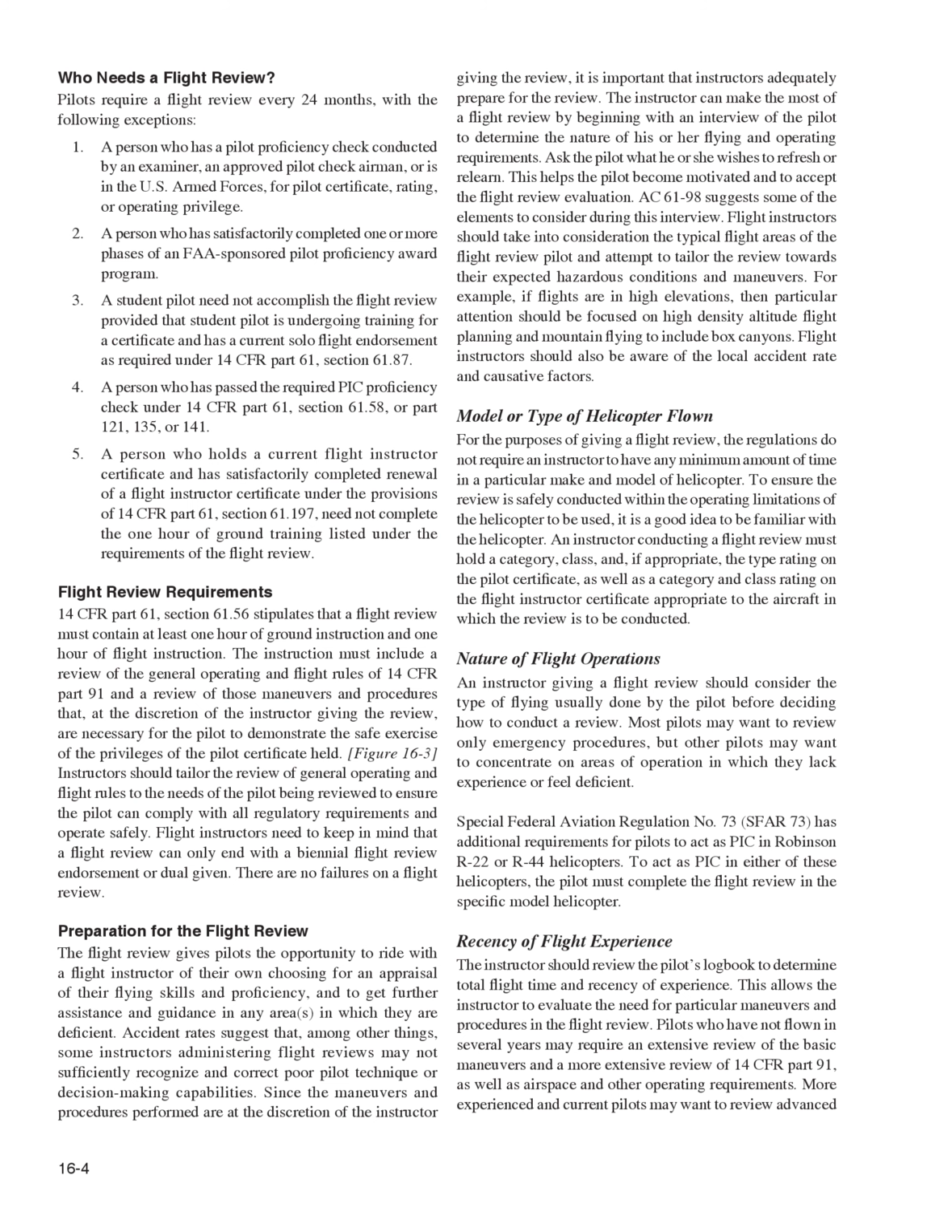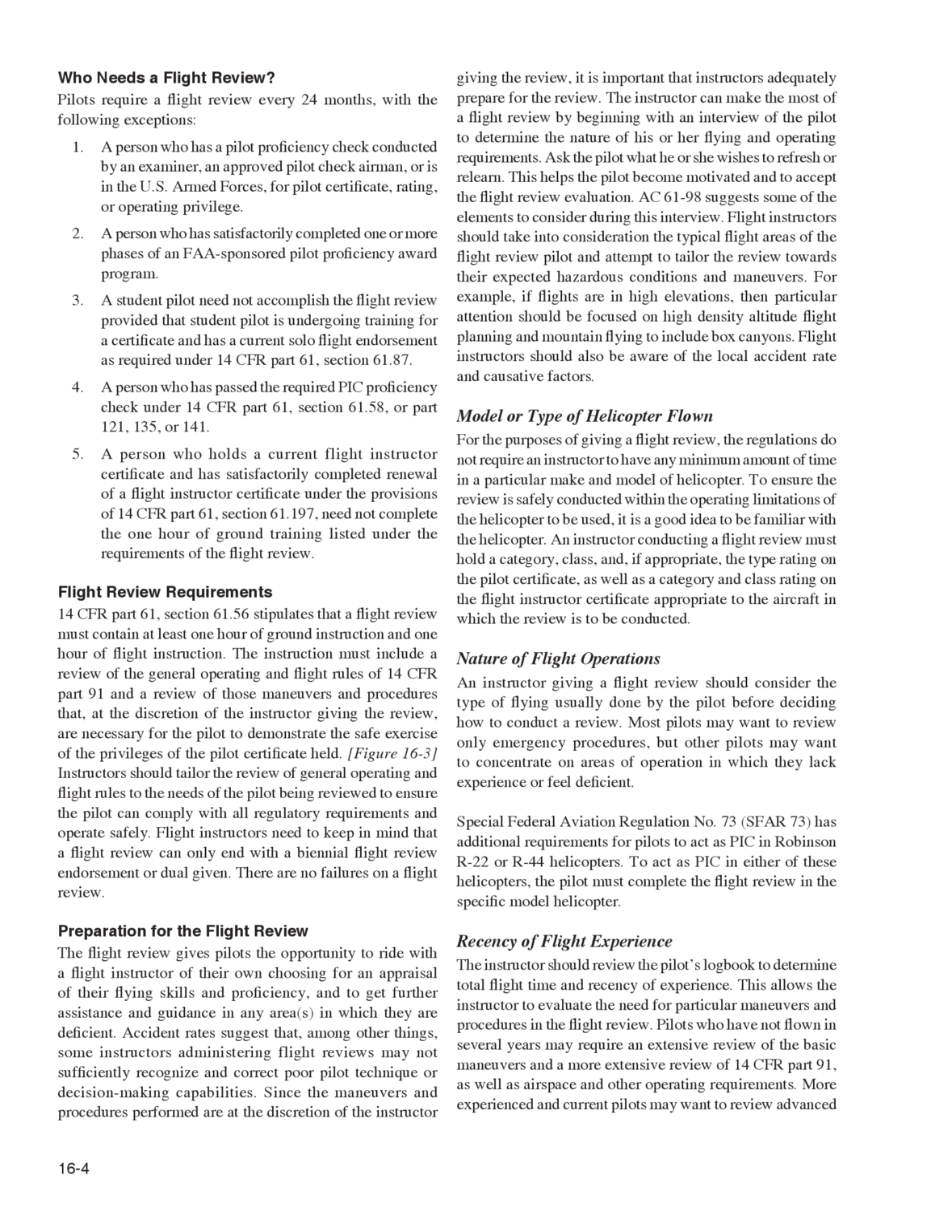3. A student pilot need not accomplish the flight review provided that student pilot is undergoing training for a certificate and has a current solo flight endorsement as required under 14 CFR Part 61, Section 61.87. 4. A person who has passed the required PIC proficiency check under 14 CFR Part 61, Section 61.58, or Part 121, 135, or 141. 5. A person who holds a current flight instructor certificate and has satisfactorily completed renewal of a flight instructor certificate under the provisions of 14 CFR Part 61, Section 61.197, need not complete the 1 hour of ground training listed under the requirements of the flight review.